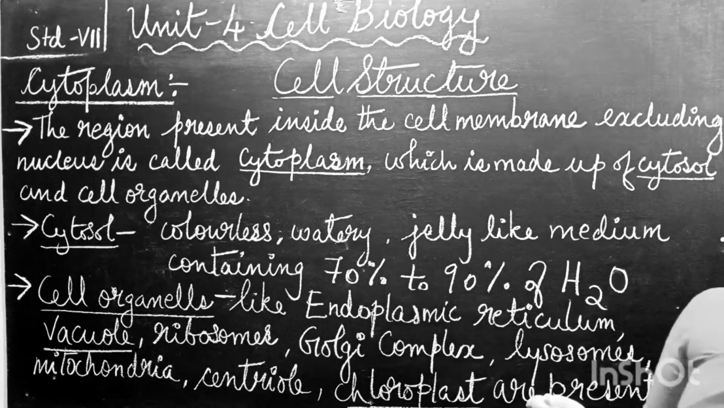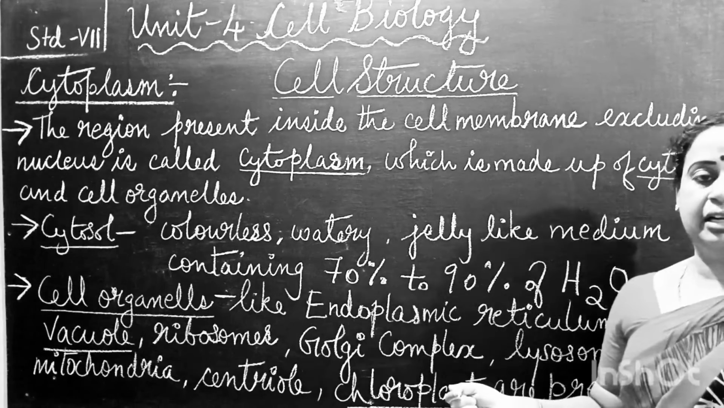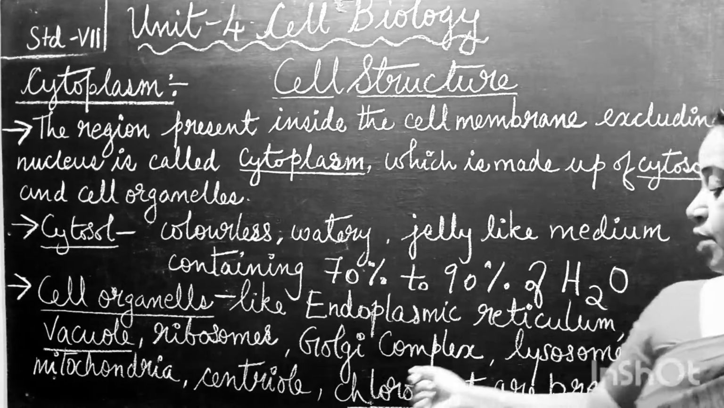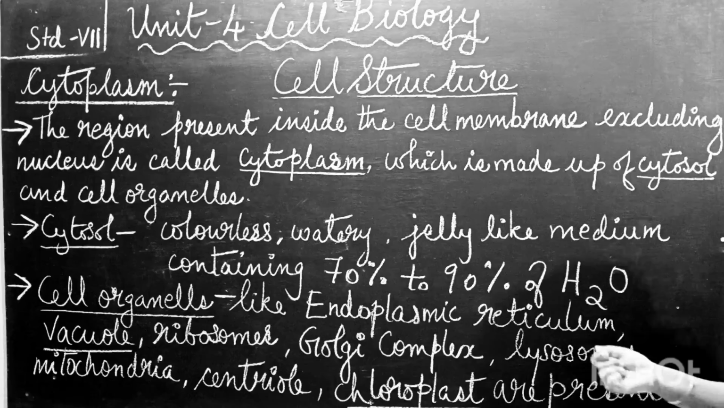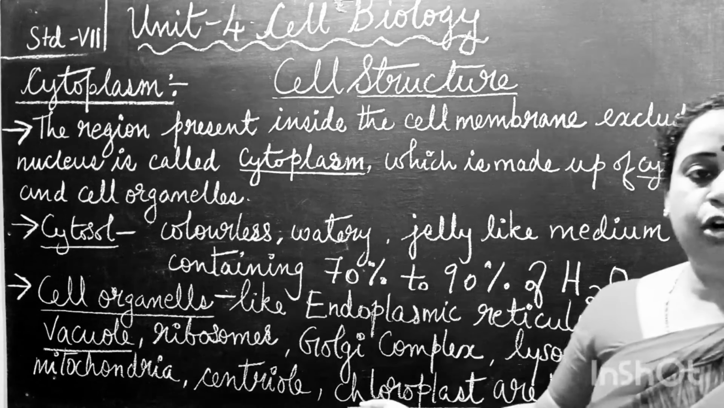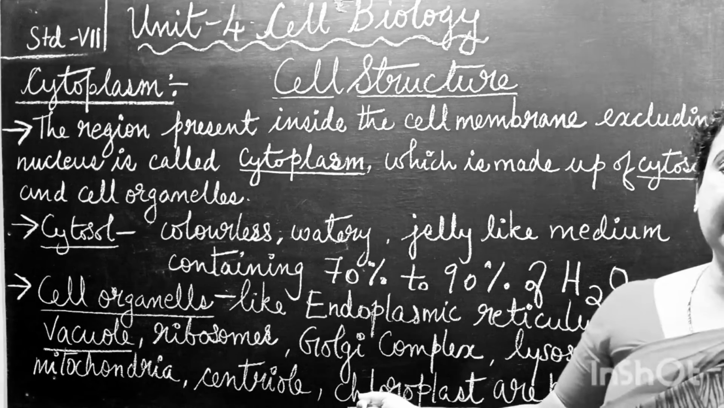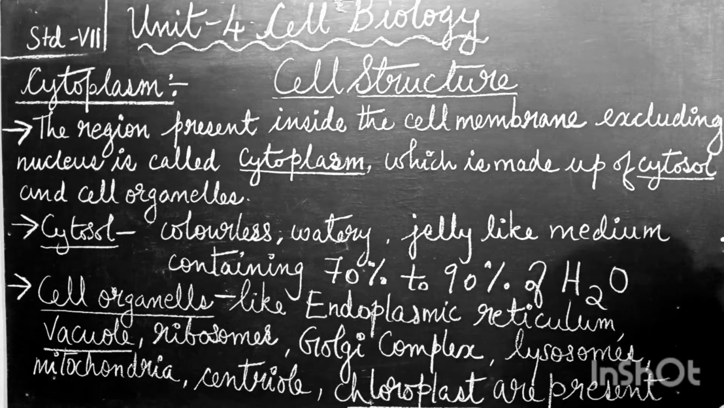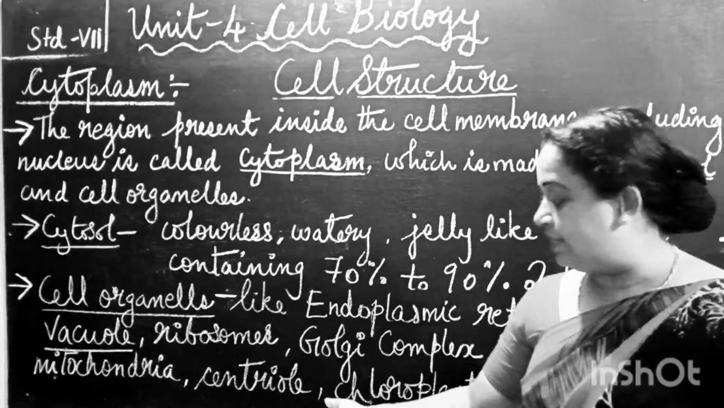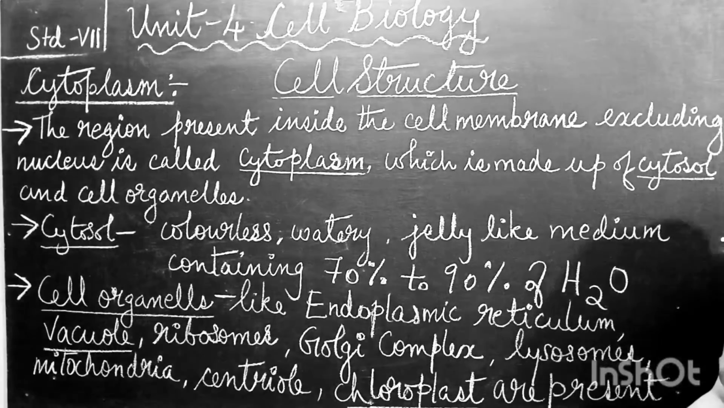Other than this, the cytoplasm also contains cell organelles. Those cell organelles are endoplasmic reticulum, ribosomes, Golgi complex, lysosomes, mitochondria. In the case of animal cells, centriole is also present and vacuoles are present, but they are small in size. But in the case of plant cell, all the cell organelles except the centriole. So instead of centriole, chloroplast will be present in the plant cell.